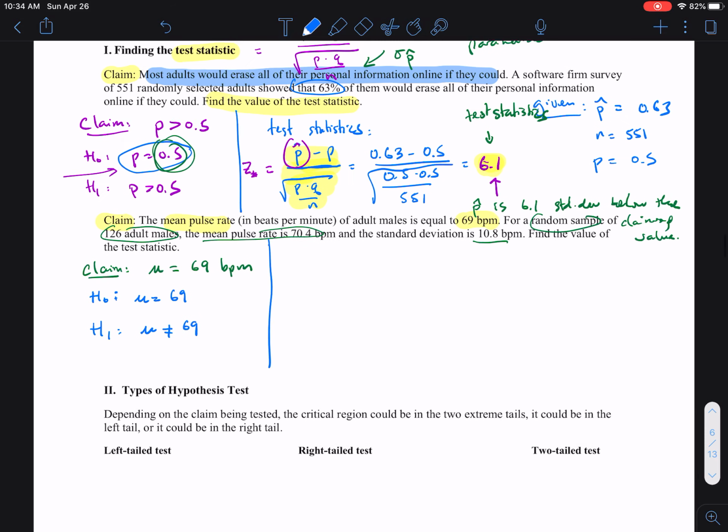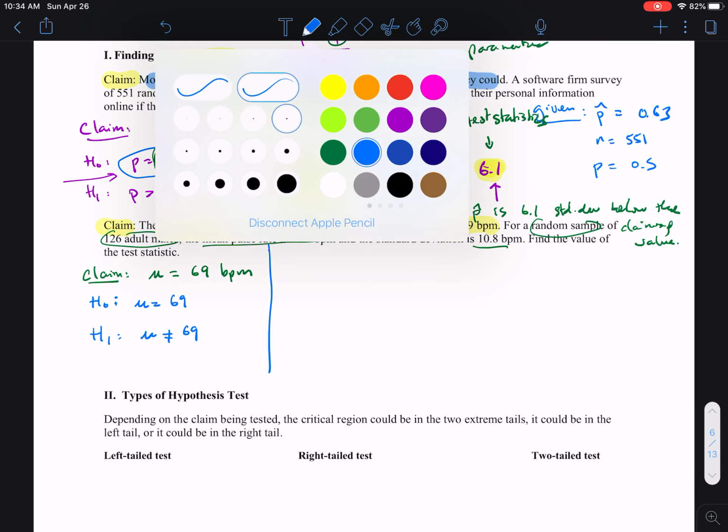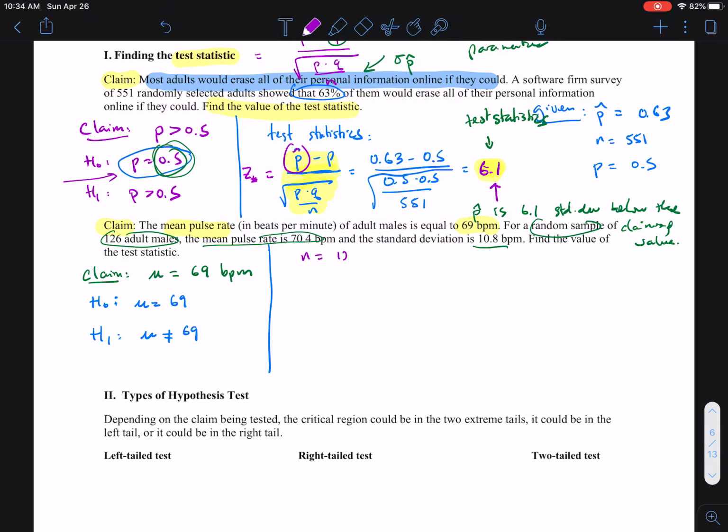Let's go ahead and write down what we're given here. We're given n is 126, x bar is 70.4 beats per minute, and s, the sample standard deviation, is 10.8 BPM.